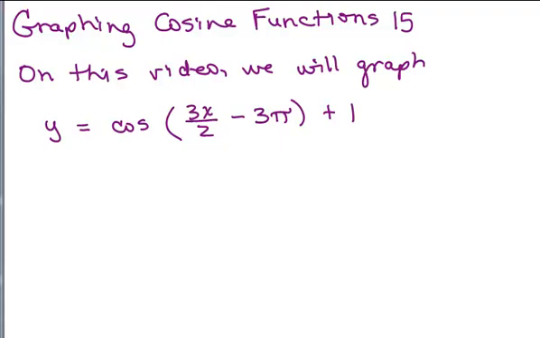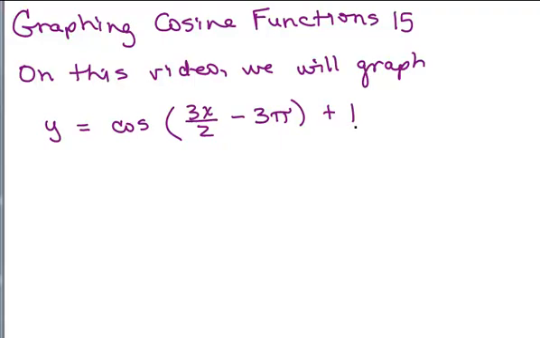This is part 15 of graphing cosine functions, and in this video we're going to graph y equals the cosine of 3x over 2 minus 3 pi plus 1. So hopefully you see from the argument, in other words what's in parentheses here, that we're going to have a different period, and there's also going to be a phase shift.